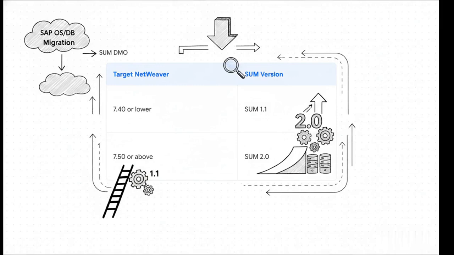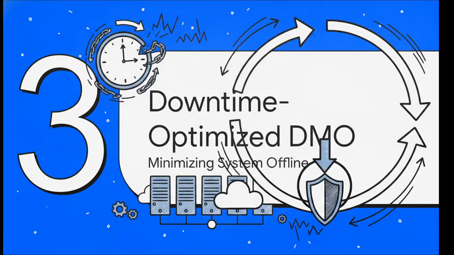Now, it's actually fascinating how straightforward SAP makes picking the right tool. Your SUM version is based directly on your target NetWeaver release. Literally, if you're migrating to a target system that is version 7.40 or lower, you just use SUM version 1.1. Moving to 7.50 or above, boom, you simply step up to SUM 2.0. Really straightforward.